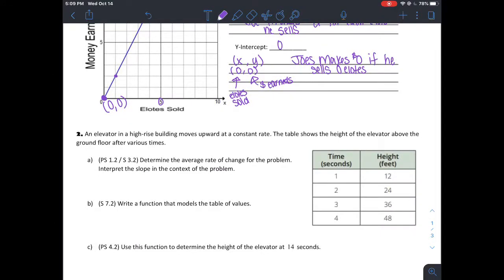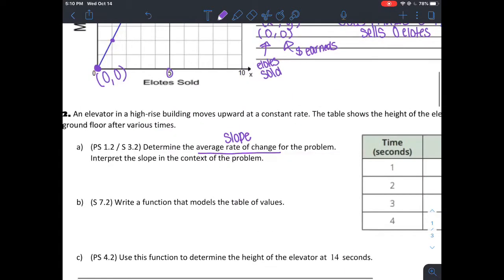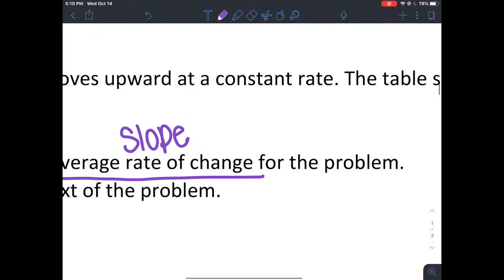All right, let's go on to number 2. An elevator in a high-rise building moves upward at a constant rate. The table shows the height of the elevator above the ground floor after various times. Our first task is to determine the average rate of change for the problem. Average rate of change is just a fancy word for slope. And then interpret the slope in the context of the problem.